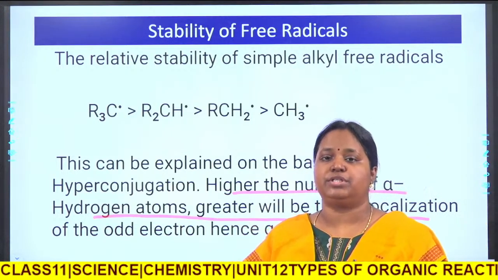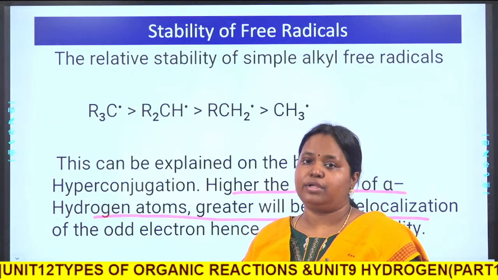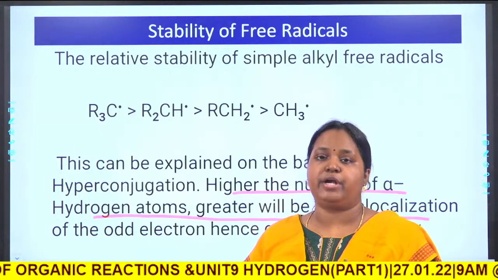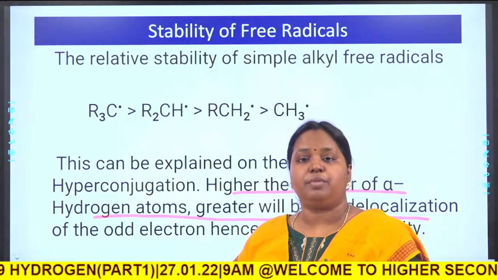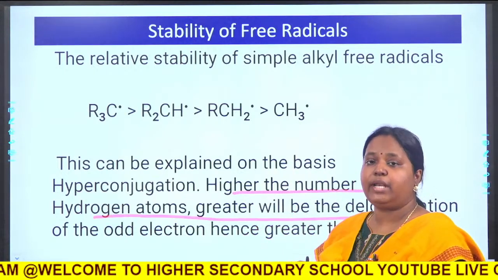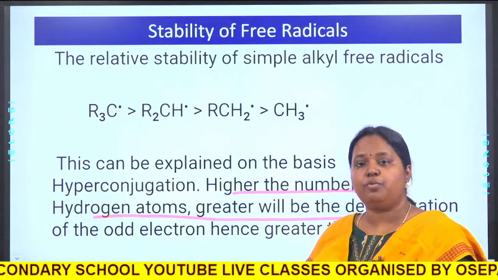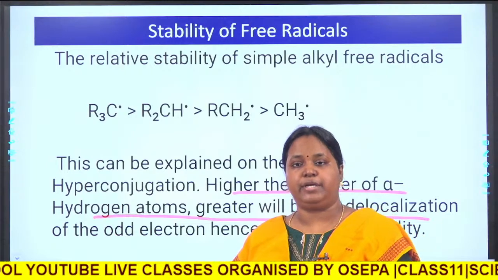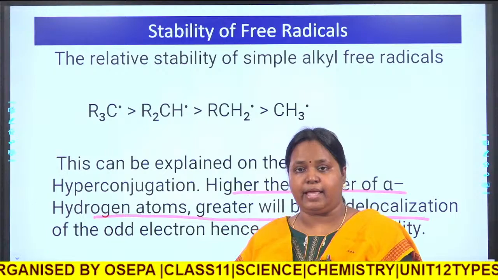The hyperconjugation always leads to delocalization of the odd electron in case of free radical. In carbocation, hyperconjugation leads to the delocalization of the positive charge. So, hyperconjugation always leads to the delocalization of the odd electron, as a result of which the structure becomes more stable. Hence, the order of stability is tertiary free radical will be more stable than secondary than the primary.